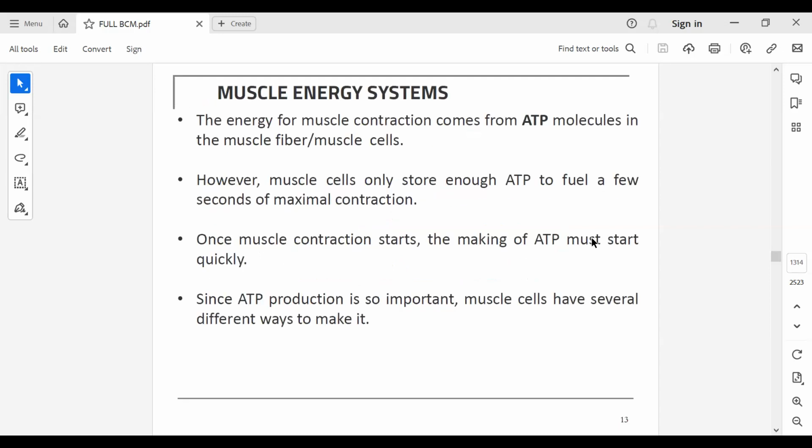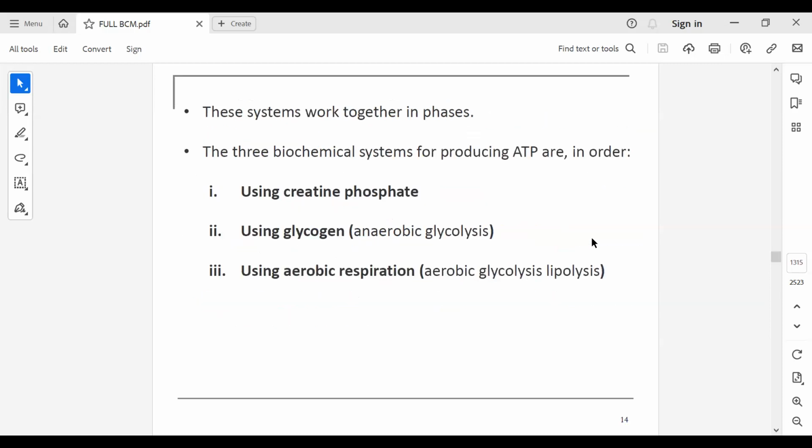Muscle cell, again, we know that muscles usually utilize ATP as the energy source. The three biochemical systems for producing ATP, in order, are creatine phosphate, and you've seen our liver produces creatine for us, glycogen using anaerobic glycolysis, and aerobic respiration. These are the main ways that we produce ATP.